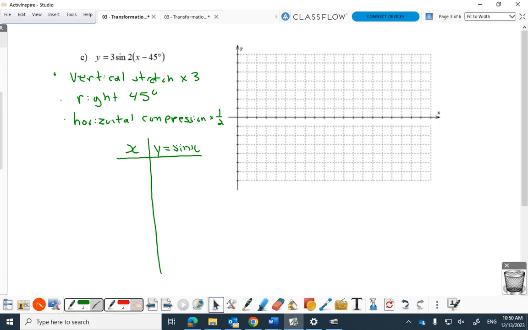Sine starts at 0, but on the way up. And I'm telling you, once you get used to these, that's all you got to remember about sine. Start at 0, on the way up. So it goes up from there. Then you can do all this stuff. Vertical stretch times 3. Just multiply all these by 3. Easy enough.